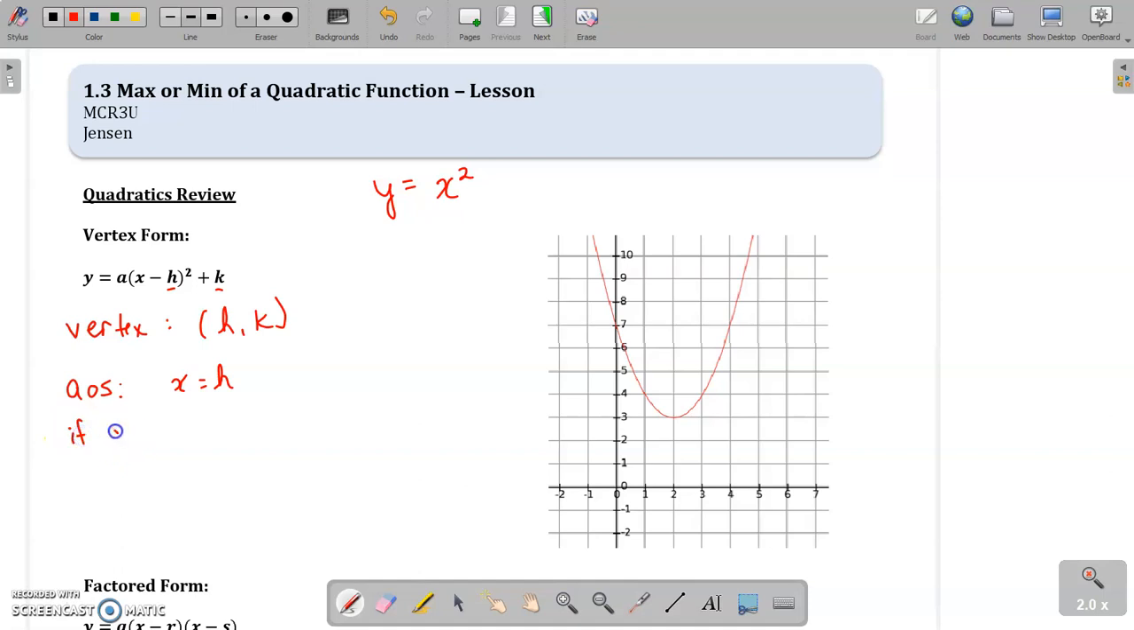And then if your a value is greater than 0, then the parabola has a minimum and it's upward facing. If the a value is negative, or less than 0, then the quadratic has a maximum and it's downward facing. Like this. So you can see this one here is an upward facing parabola, and we have the vertex here at x equals 2 and y equals 3.